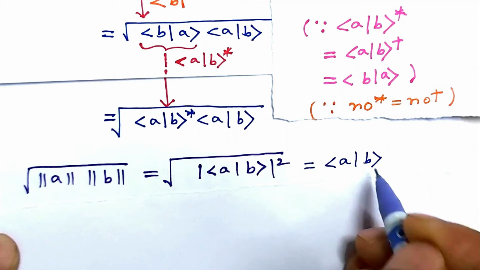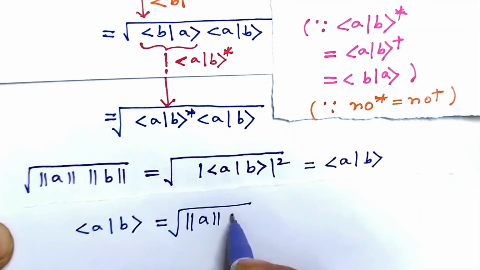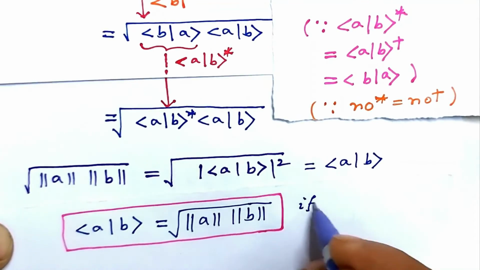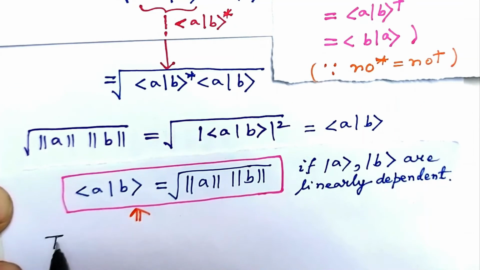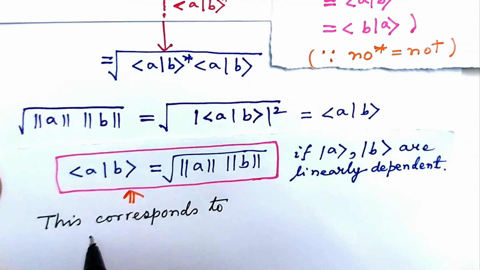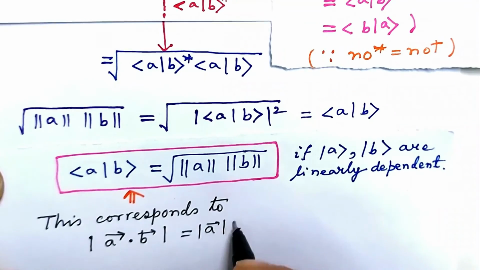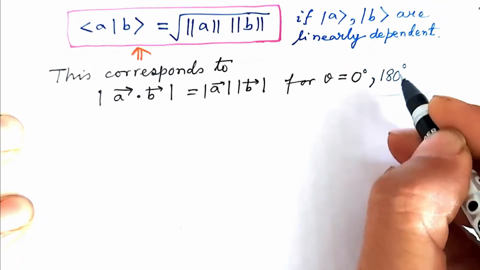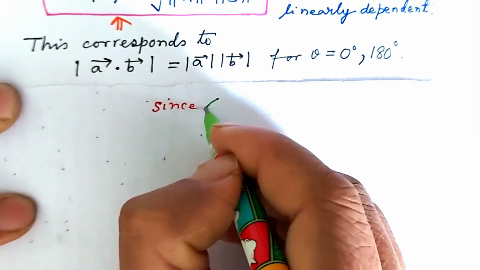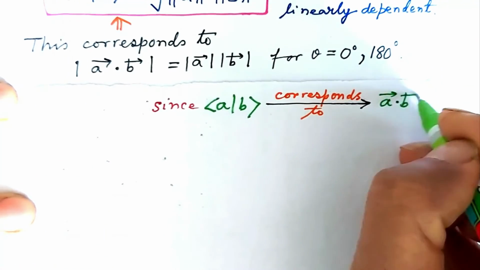Let us write it changing sides. So bra A ket B equals the square root of norm of ket A into norm of ket B, if ket A and ket B are linearly dependent. This relation corresponds to the equality relation between vectors, namely mod of vector A dot vector B is equal to mod of vector A into mod of vector B, for theta equal to 0 degree and 180 degree. Since the scalar product bra A ket B corresponds to the dot product vector A dot vector B.